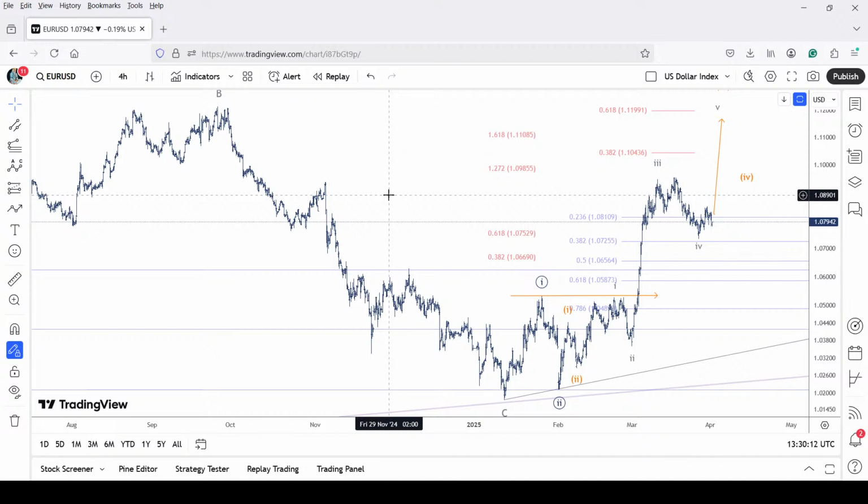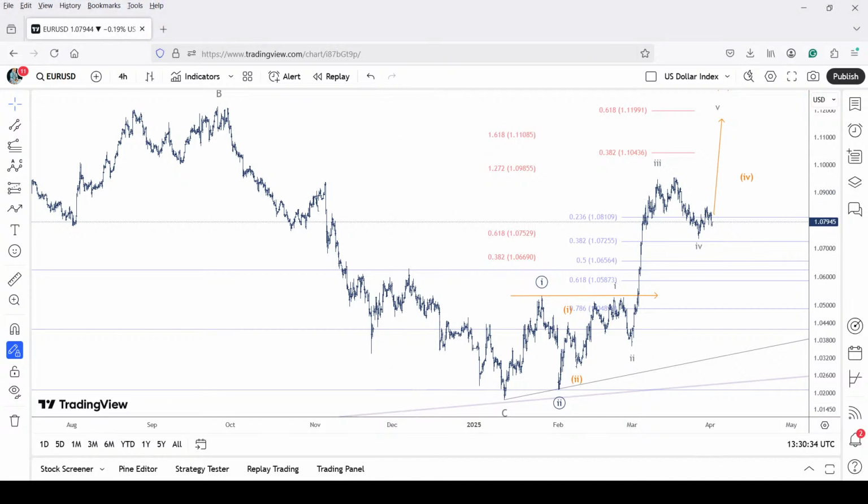Let's get started straight away with the Euro USD 4-hour chart flashing up on your screens right now. And the Euro is correcting a bit lower right now as we speak. Let me just check the stream if it's okay.